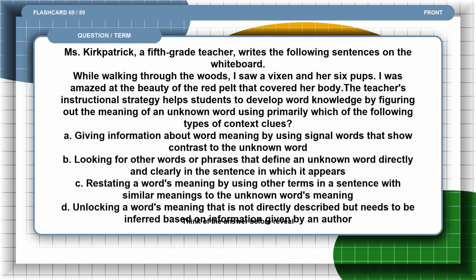A. Giving information about word meaning by using signal words that show contrast to the unknown word. B. Looking for other words or phrases that define an unknown word directly and clearly in the sentence in which it appears. C. Restating a word's meaning by using other terms in a sentence with similar meanings to the unknown word's meaning. D. Unlocking a word's meaning that is not directly described but needs to be inferred based on information given by an author. Pause and think of the answer before the reveal.